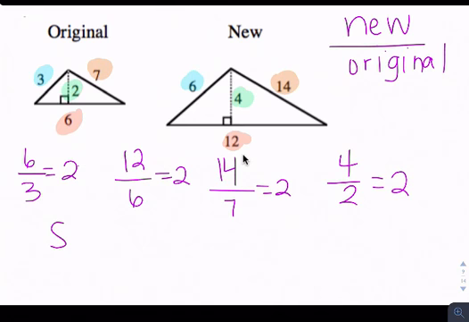So my scale factor is 2, because when I take any of those side lengths on the original and multiply them by 2, I get the new side length. So 3 times 2 is 6, 6 times 2 is 12, 7 times 2 is 14, 2 times 2 is 4.